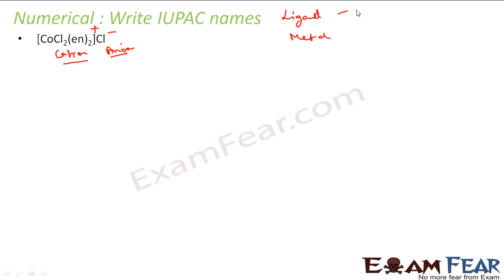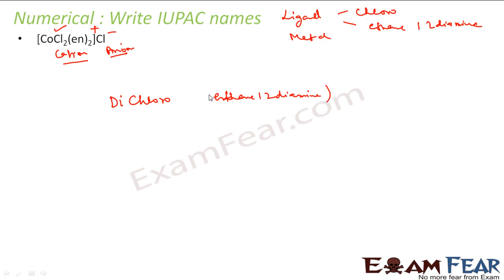In ligand we have chlorine, that is chloro, and en2, that is what? Ethane-1,2-diamine. If you see the alphabetical order, C comes first and then E. So we'll write chloro first. How many chloro? 2. So write dichloro. This part is done. Then en2 is ethane-1,2-diamine. Since again it's a complex, I'll put it in the braces.